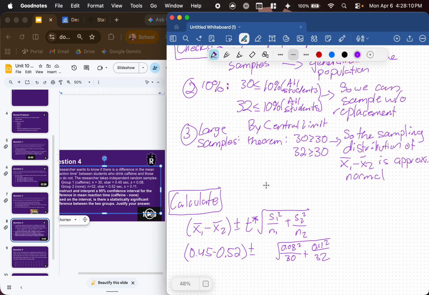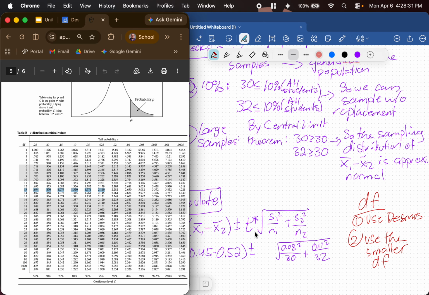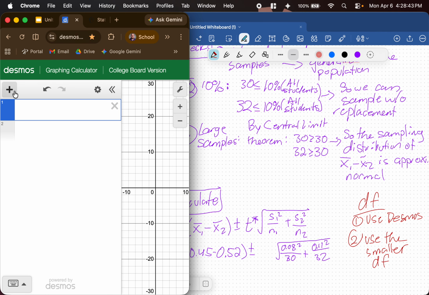Let's look at t star here. So you have a couple options. Remember, for your degree of freedom, you can, 1, use Desmos, or 2, use the smaller degree of freedom. So I'm going to use Desmos this time. We could check it here because our smallest sample size is 30. Degree of freedom is 29 for a 95% confidence interval. We're looking at 2.045. Let's see what Desmos says, though.